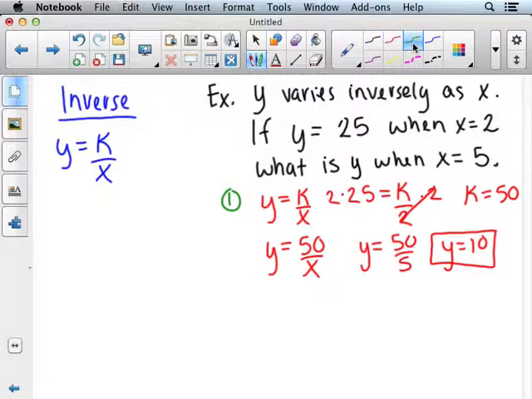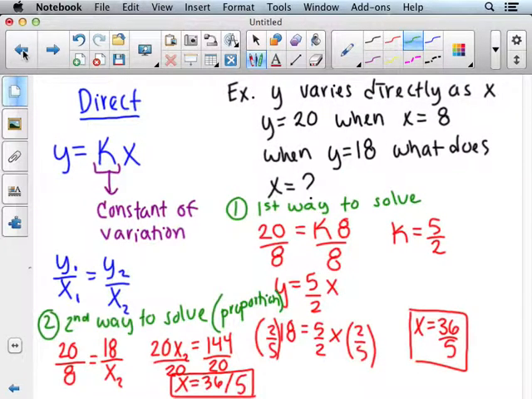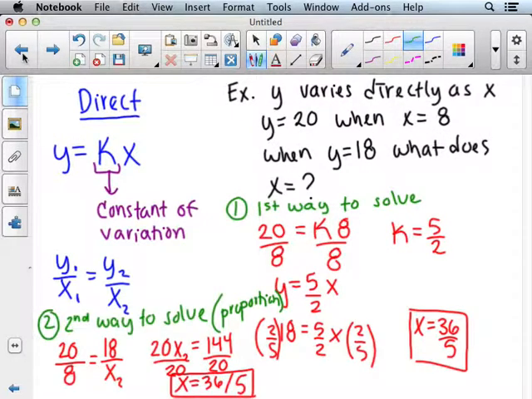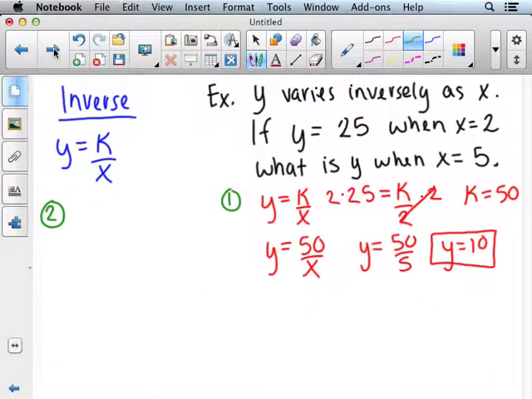Now, doing it the second way, in this case, we're not setting up a proportion. A proportion happens when you use direct variation. Because imagine isolating k, we would have had to divide by x on both sides here. Well, here if we isolate k, we're multiplying by x. So we end up with, instead of y1 over x1, we end up with y1 times x1. So we have y1 times x1 equals y2 times x2.